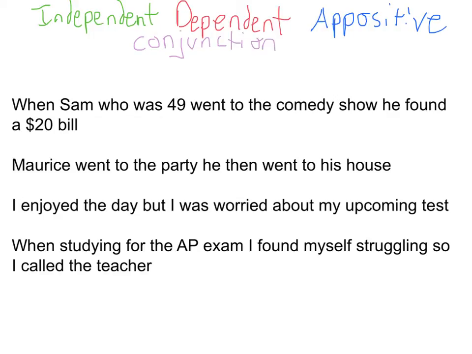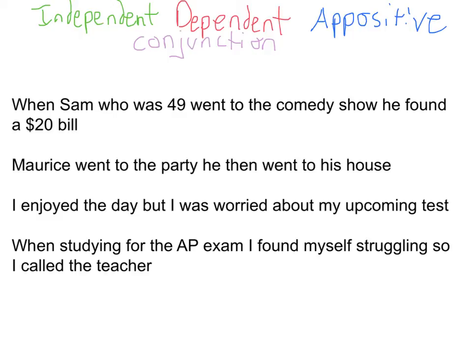So, we begin. When Sam, who was 49, went to the comedy show, he found a $20 bill. So this sentence uses all three: independent, dependent, and appositive phrases. So we're going to have to be able to identify that.